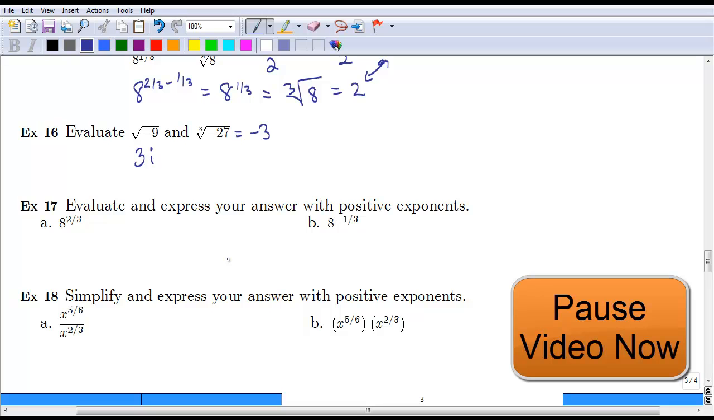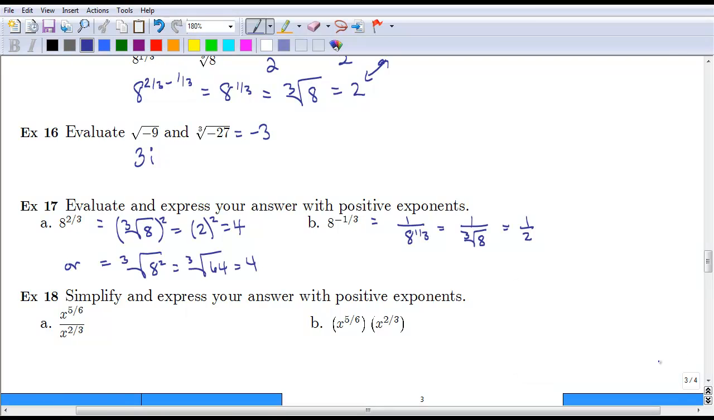Now I want you to take a second, example 17, and evaluate both of these expressions. So for part A, there were two different ways that you could have done that. Either way, you should have ended up with 4. And for part B, there's really only one way to look at this, which is to look at it as the fraction. Then you can convert that to a cube root of a fraction, and then you take the cube root and you end up with 1/2.